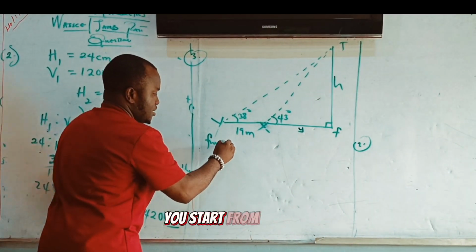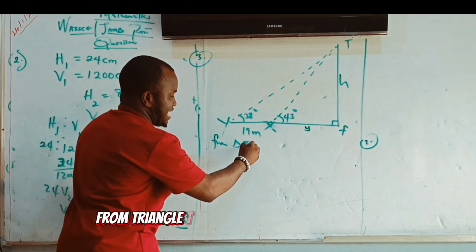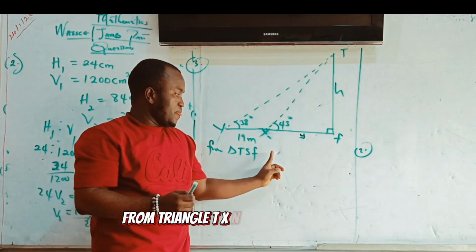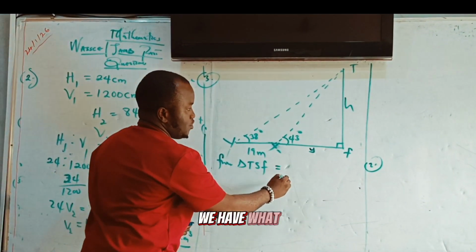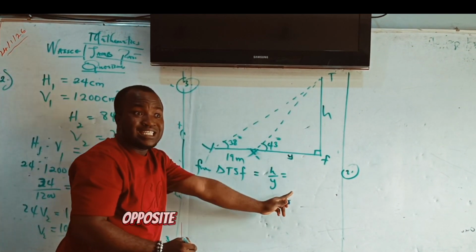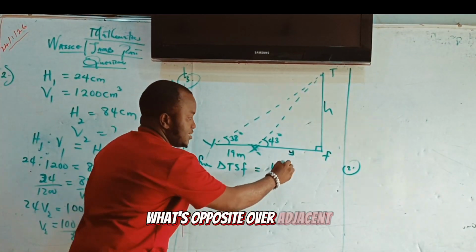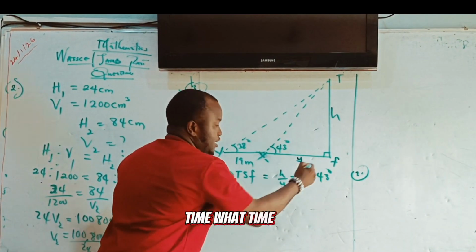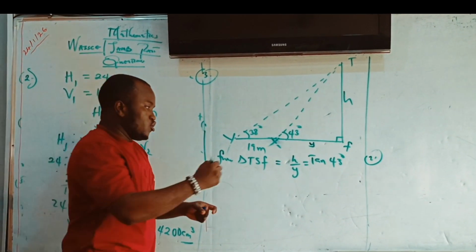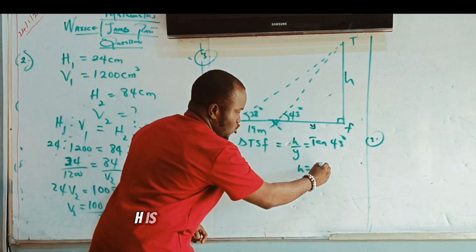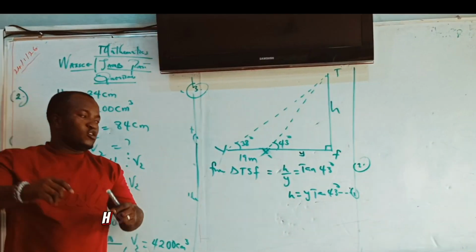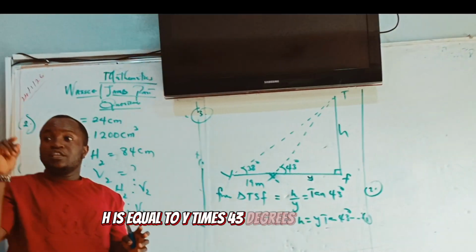So you will start from triangle TXF, which is the small triangle. Everybody look at the board. From triangle TXF, we have h over y equals opposite over adjacent. What's opposite over adjacent? Tan, that is TOA. So tan 43. Cross multiply, h is equal to y tan 43 degrees. That's equation 1.